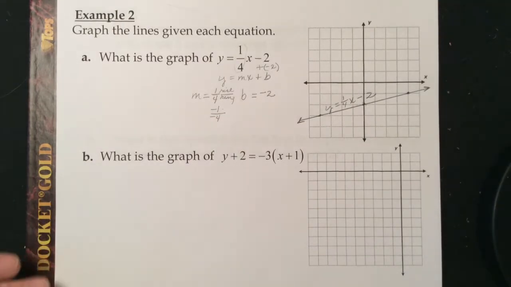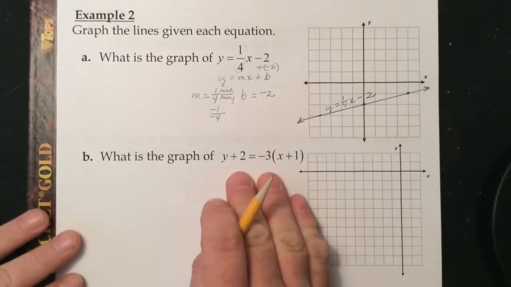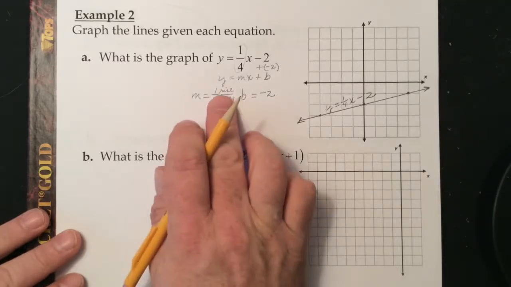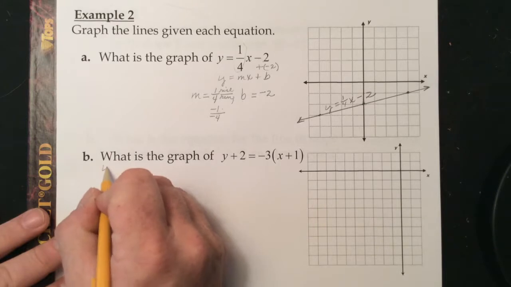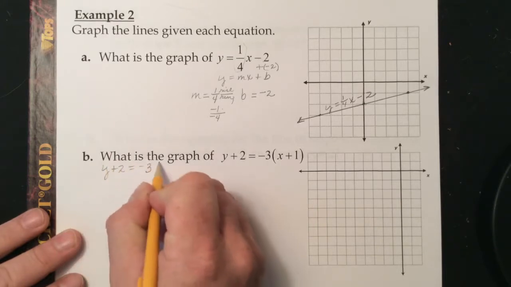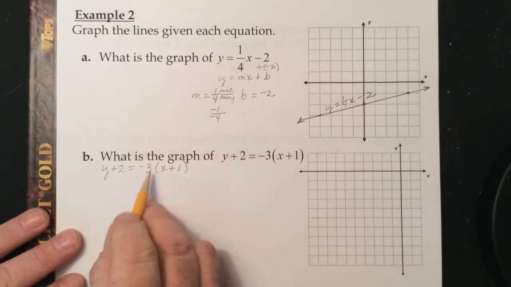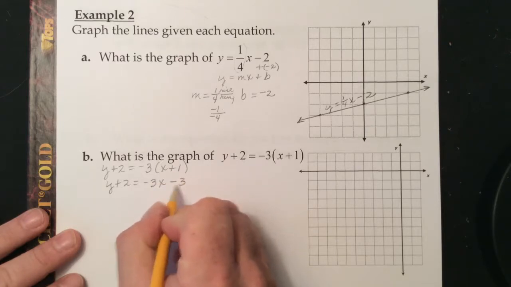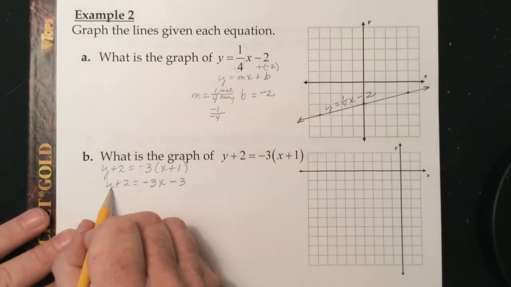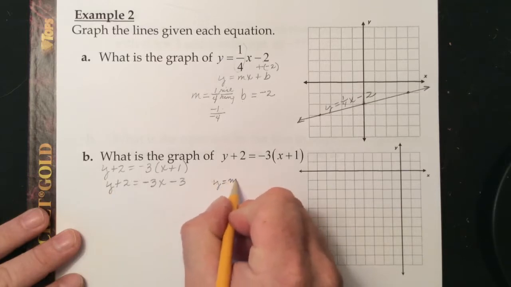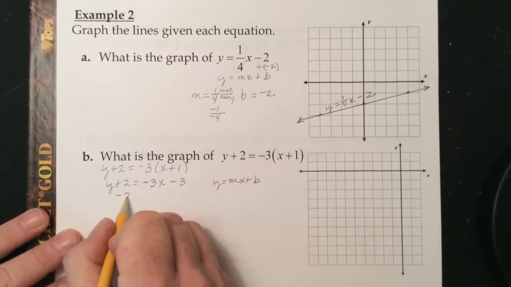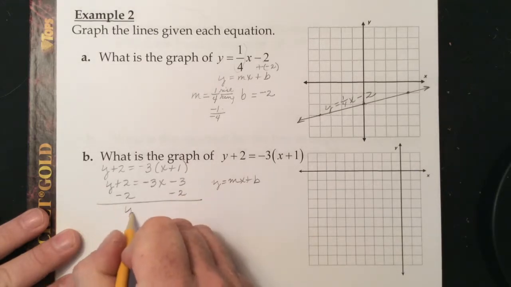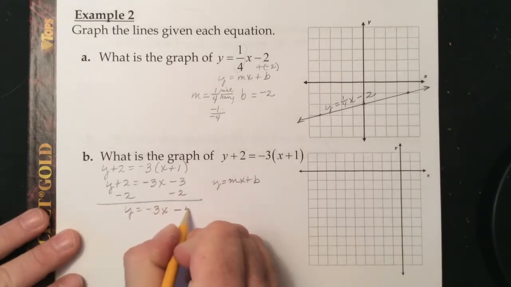Part B, what is the graph of y plus 2 equals -3 times x plus 1? This time, this equation is not in slope-intercept form, so we need to get it into that form, and then we can use the same method we did here. So we've got y plus 2 equals -3 times x plus 1. Using the distributive property, we have y plus 2 equals -3x minus 3. Then getting y by itself so that we have it in y equals mx plus b form, we subtract 2 from both sides, and we get y equals -3x minus 5.